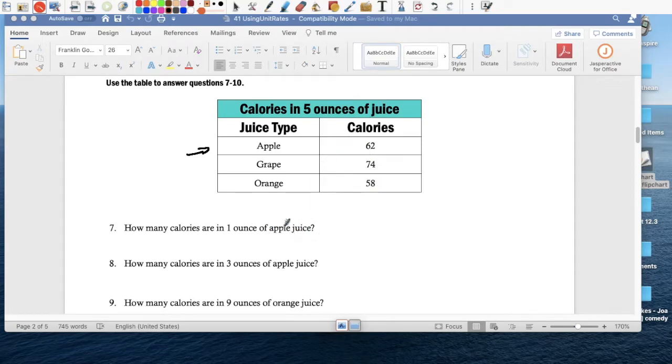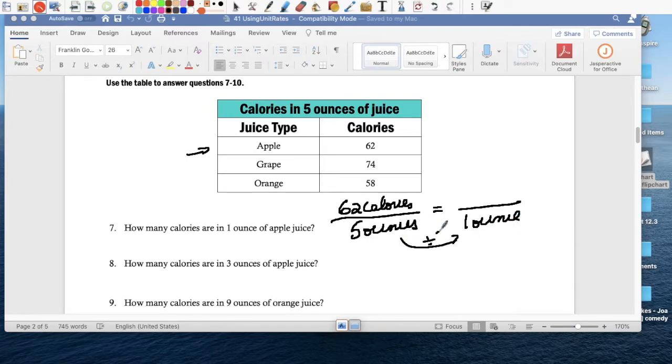So 1 ounce of apple juice, how many calories? Well, I know that 62 calories en jugo de manzana in 5 ounces de jugo. So 1 ounce tiene cuántas calorías? Well, that's easy. So let's divide this by 5 and divide this by 5. So 62 divided by 5 me sale 12.4 calories en cada ounce de jugo de manzana.